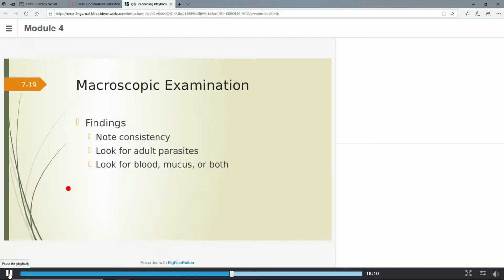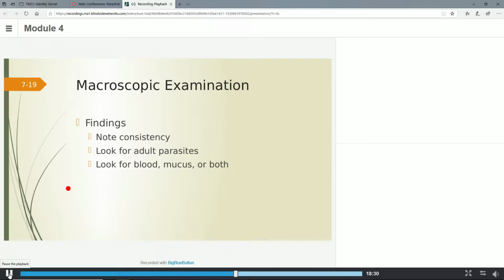Then we're going to examine the stool for blood and mucus or both. Fresh blood is going to be bright red and it indicates an acute lower intestinal tract bleeding. Bloody mucus suggests ulceration and is some sort of material that should be examined microscopically for trophozoites.